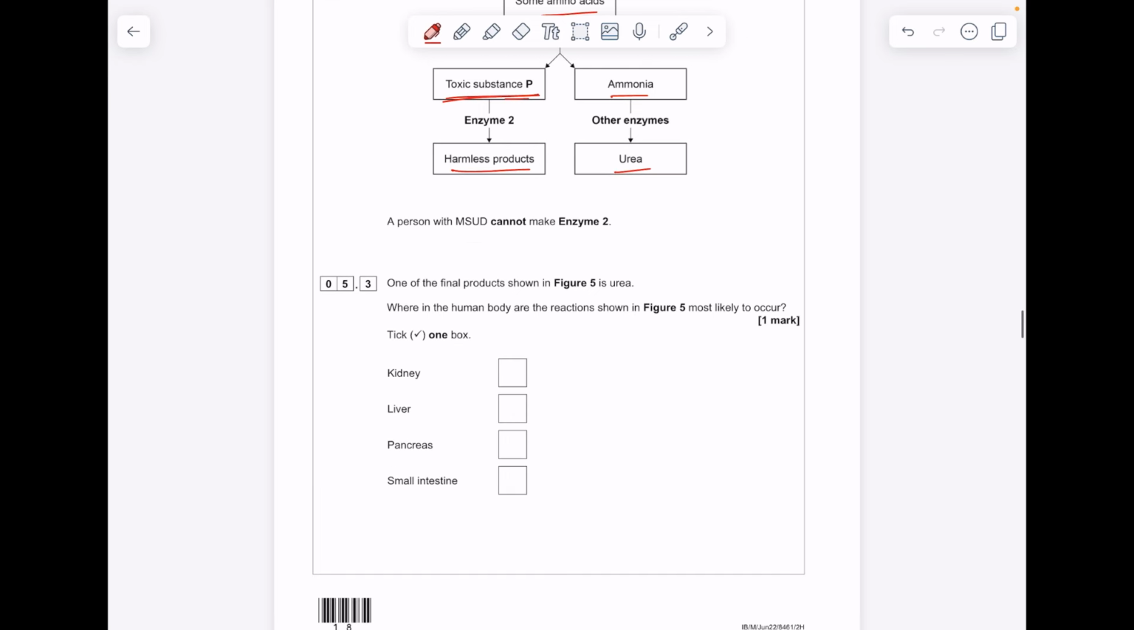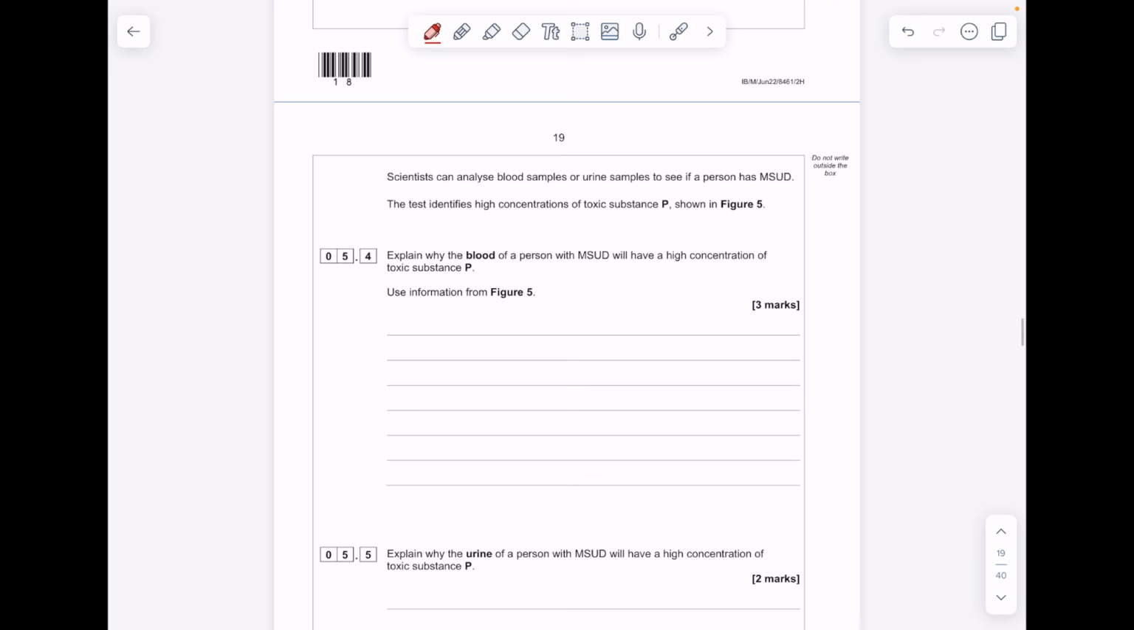One of the final products shown in figure 5 is urea. Where in the human body is the reaction shown in figure 5 most likely to occur? Well, deamination, so breaking down those amino acids, occurs in the liver. Scientists can analyse blood samples or urine samples to see if a person has MSUD. The test identifies high concentrations of toxic substance P, shown in figure 5.